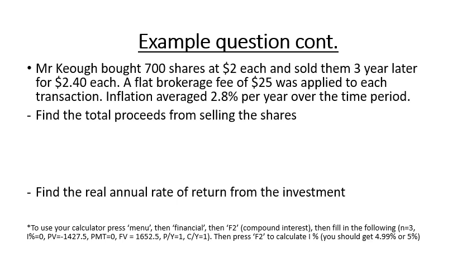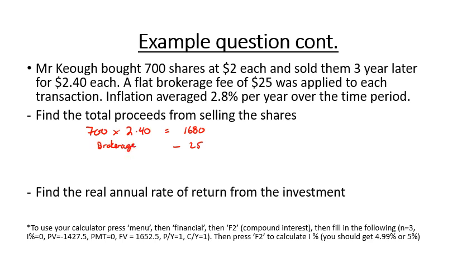We now need to find the total proceeds of selling the shares. If I'm taking the shares and I want to sell them for $2.40, I've got my 700 shares and I want to sell them for $2.40. That's going to give me $1,680, which is great. But I only need to take off $25 for my brokerage.